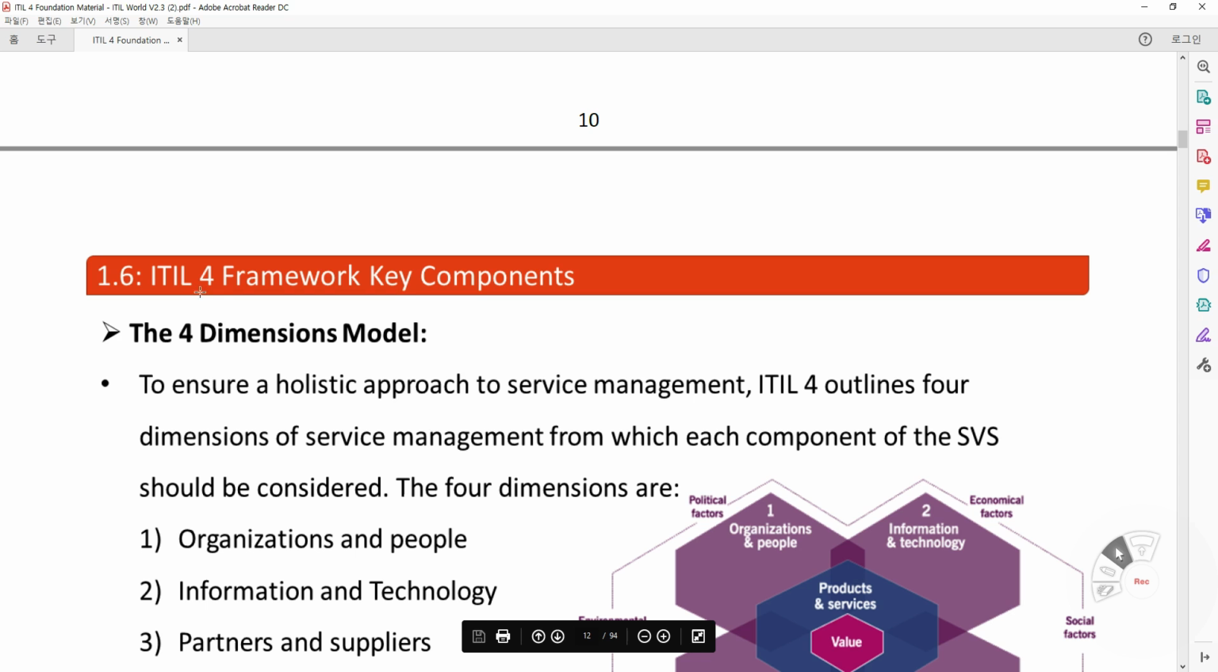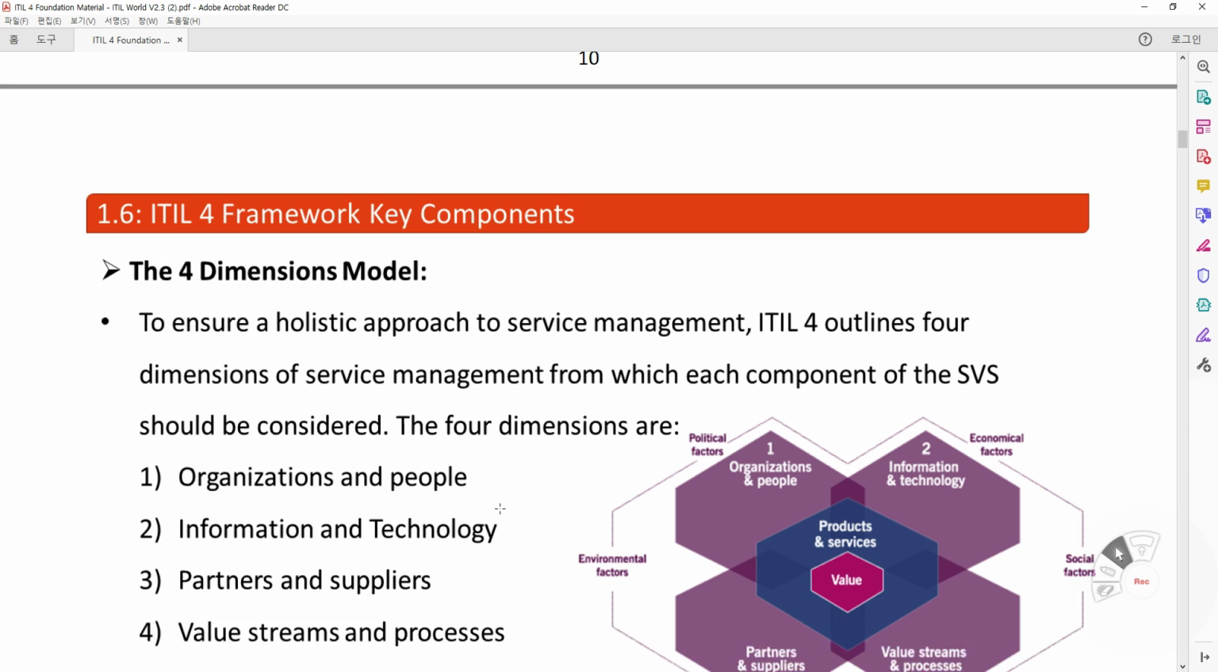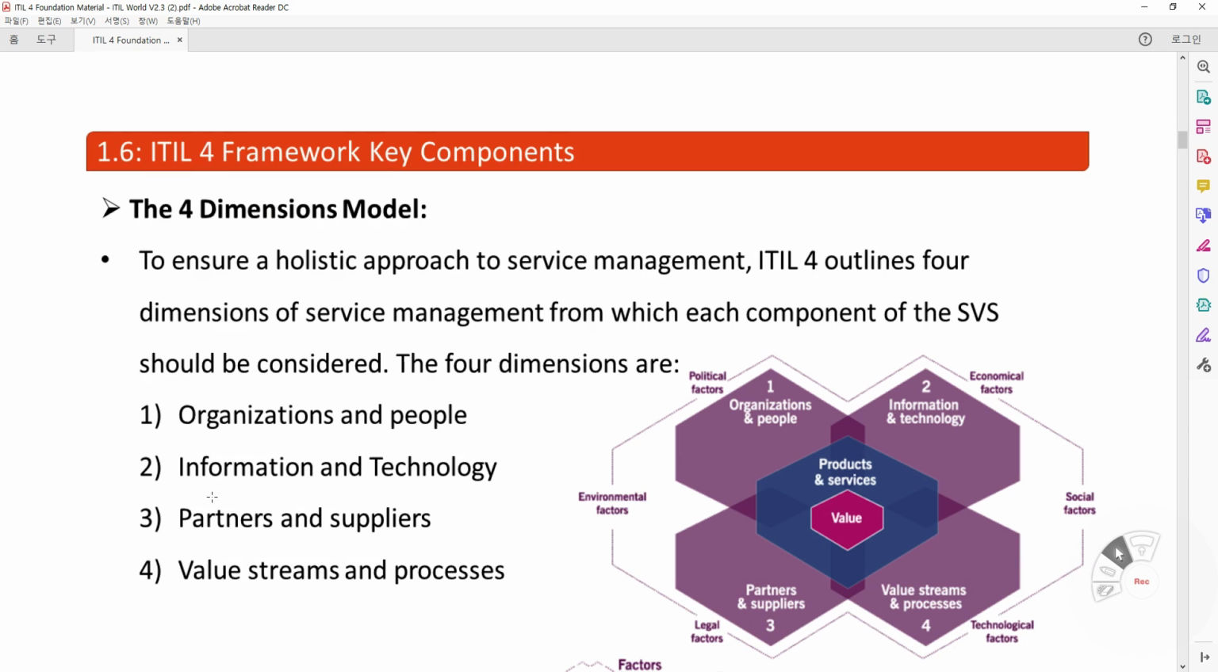ITIL framework key component: the four-dimensions model, to ensure a holistic approach to service management. ITIL 4 outlines four dimensions of service management from which each component of the SVS should be considered. The four dimensions are organizations and people, information and technology, partners and suppliers, value streams and processes.